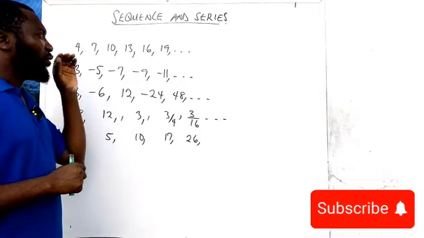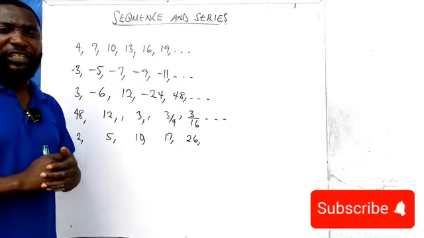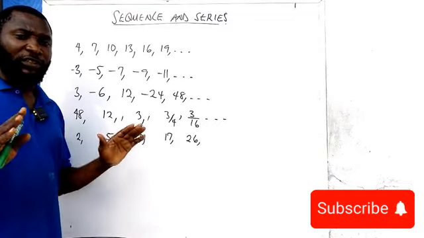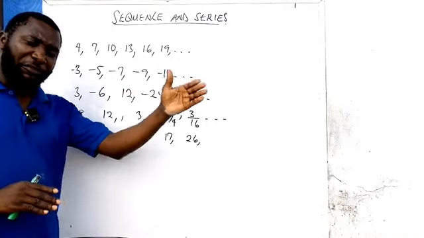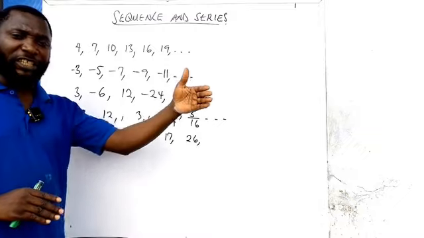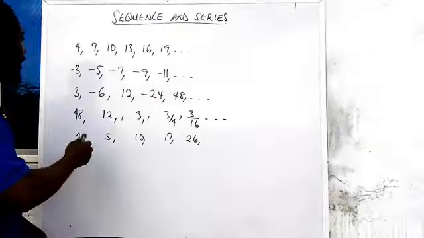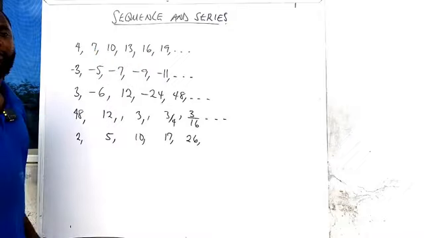That rule can generate all the members of such a sequence, and that is simply what a sequence means. So what are they? They are a set of numbers that are generated by some definite rules. Now look at here. Here are some of the sequences.